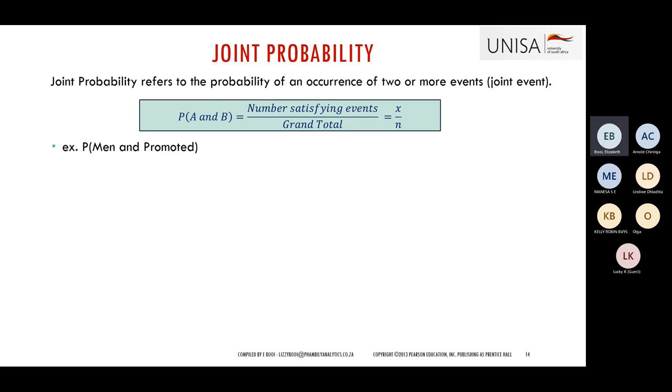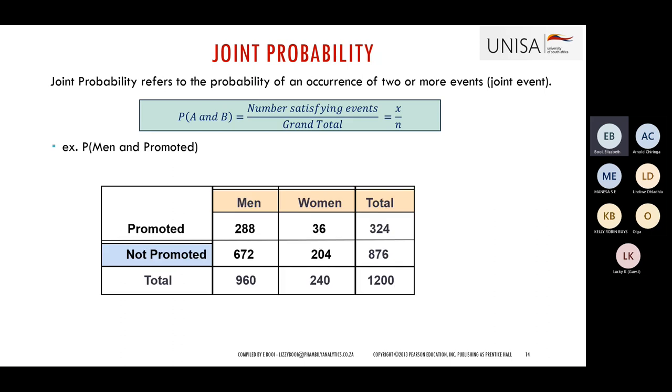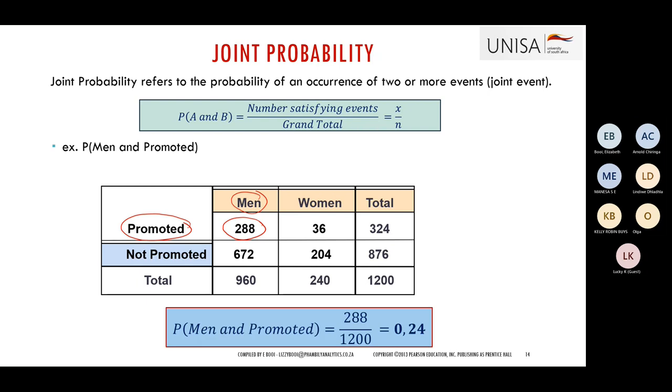If I need to calculate the probability of men and promoted based on the same table that we have, I need to know men who have been promoted. Therefore, it means I'm interested in the 288. That will be 288 divided by 1,200, which gives me 0.24.